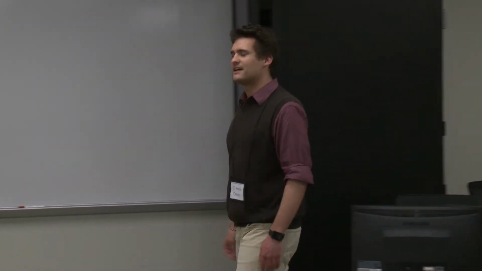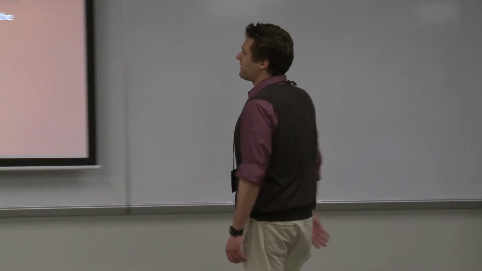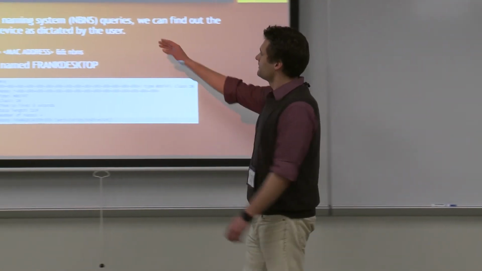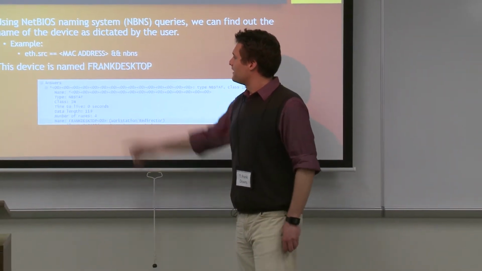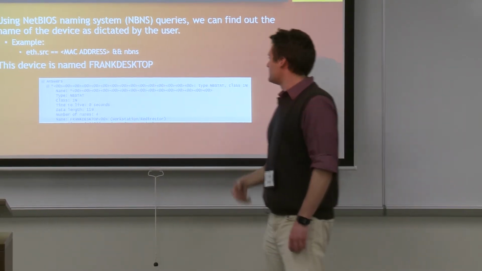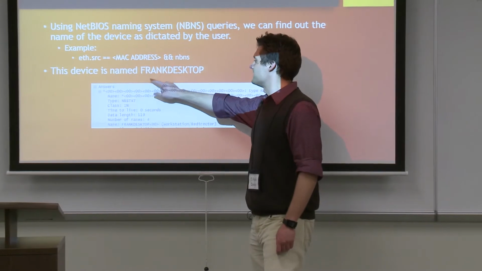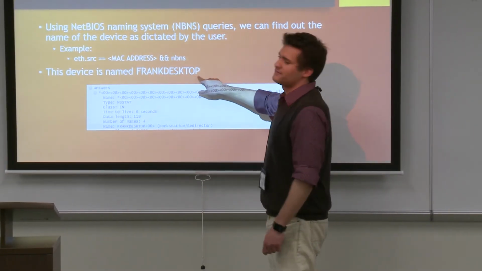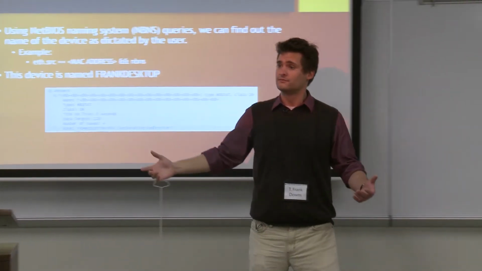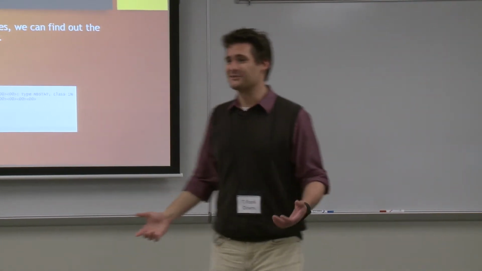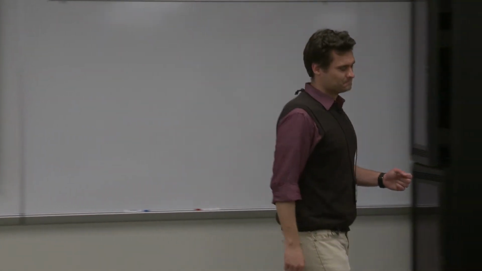Let's take it a step further. What does the device say that it is? Looking at the NetBIOS naming system, NBNS, we can identify, using this MAC address, taking a little bit more of a search and a look at things, that the device is actually advertising itself as being named Frank Desktop. Oh no, now everybody knows my MAC address. Look out. All the more reason to think it might be a desktop.